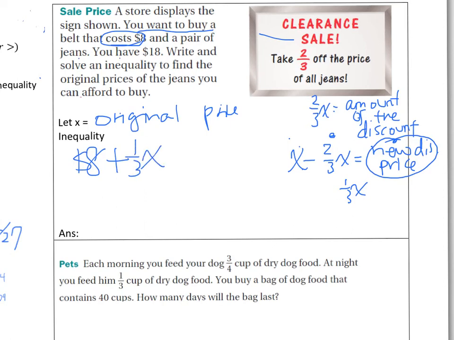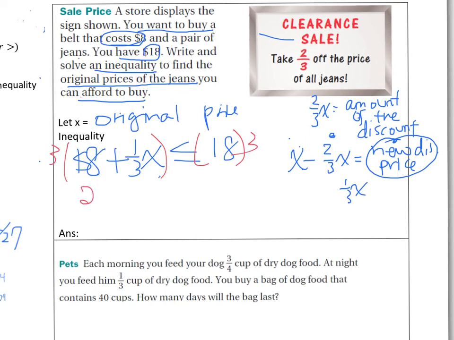And you have $18 to spend. Write and solve an inequality to find the original prices of the jeans you can afford to buy. Okay, so I would use the less than or equal sign because I cannot spend anything more than $18. Okay, so this would be my inequality, $8 plus 1/3 X, which is the new discounted price, less than or equal to 18. Now I need to solve by multiplying both sides of the equation by 3.